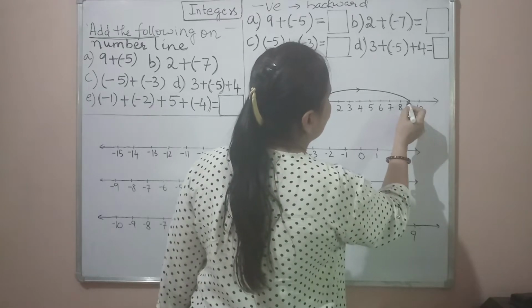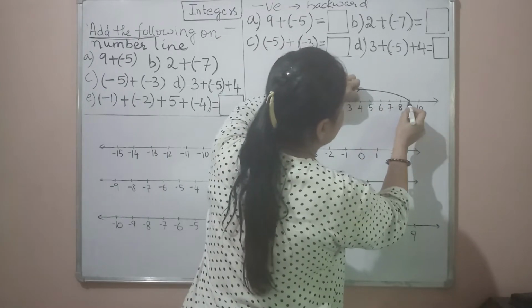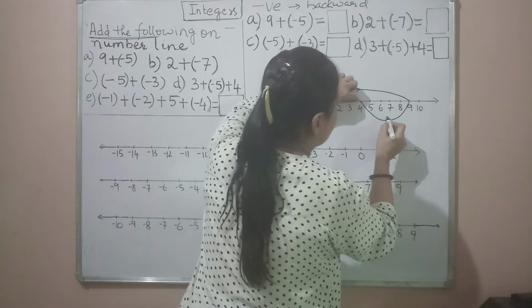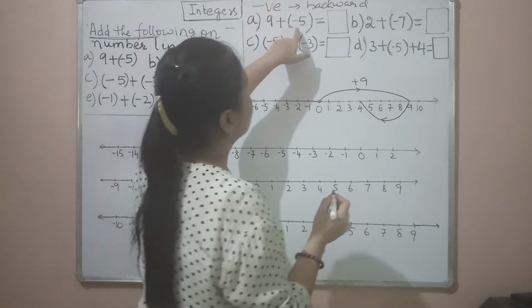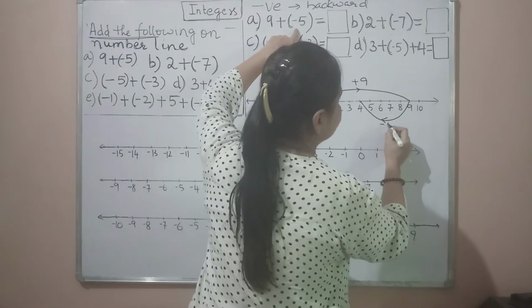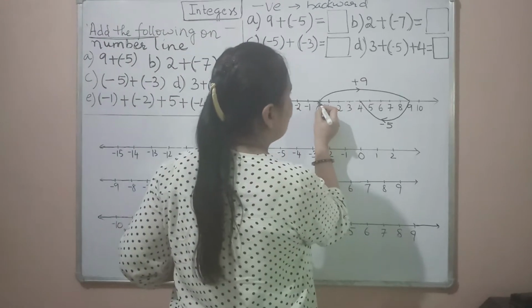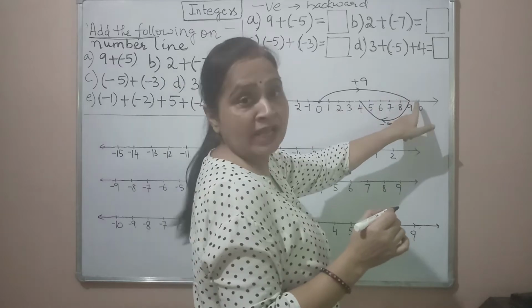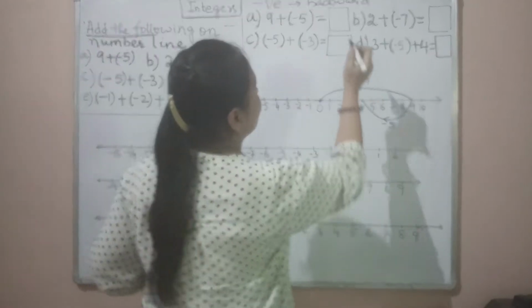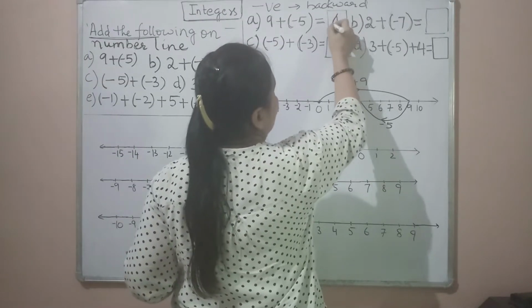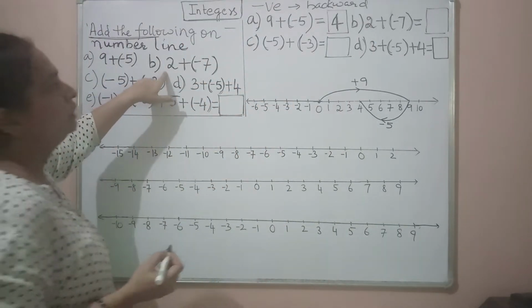So we have 1, 2, 3, 4, 5. Where do we come from 9? We have to move backward. So it is plus 9 and minus 5 is this. Right? So what is the answer? We started from 0, we had nothing. We got 9 and then added minus 5, which means we went back, and we got 4. The answer is 4.